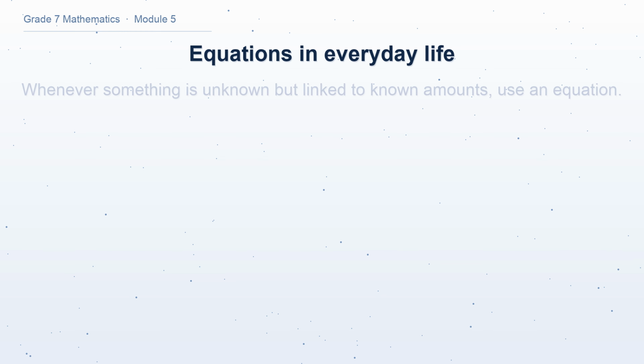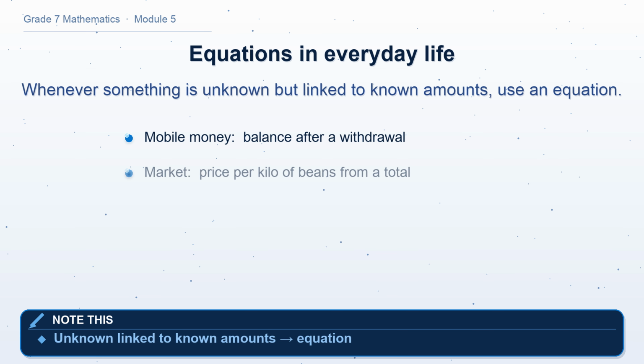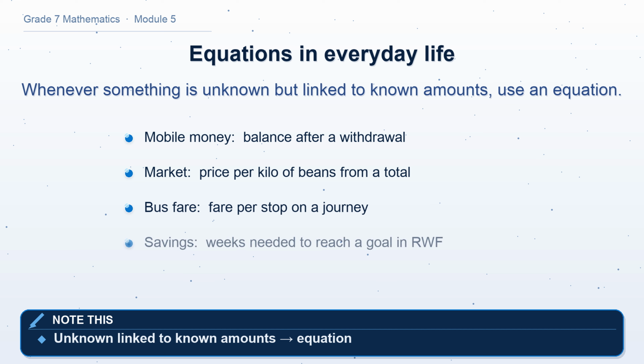Equations are all around us in daily life. When you send mobile money, an equation links your old balance, the amount sent, and the balance that remains. At the market, if a sack of beans has a known total price, an equation gives the price for each kilogram. A bus journey links the total fare to the fare for each stop. And when saving toward a goal, an equation tells you how many weeks it will take. Whenever one quantity is unknown but tied to known amounts, an equation finds it.